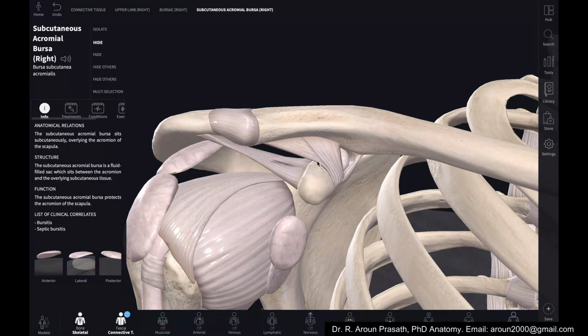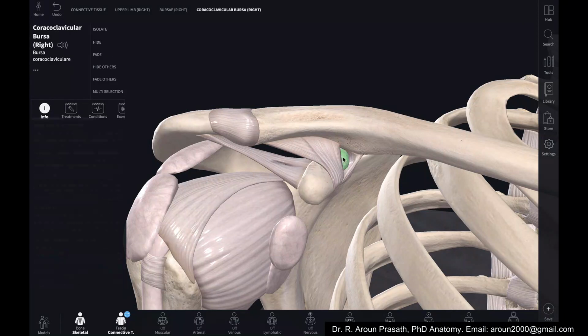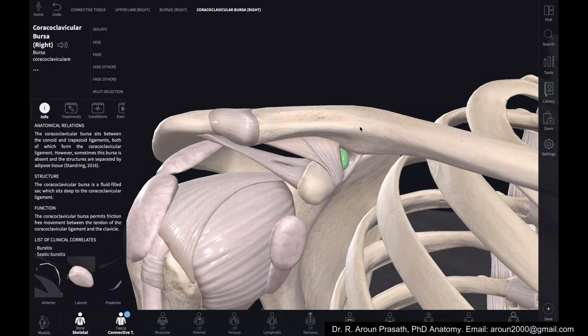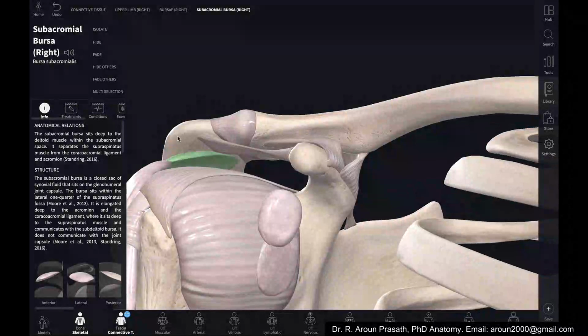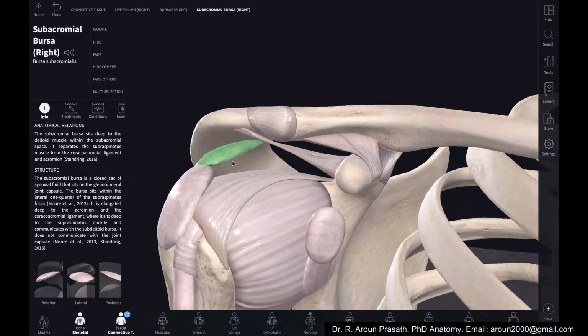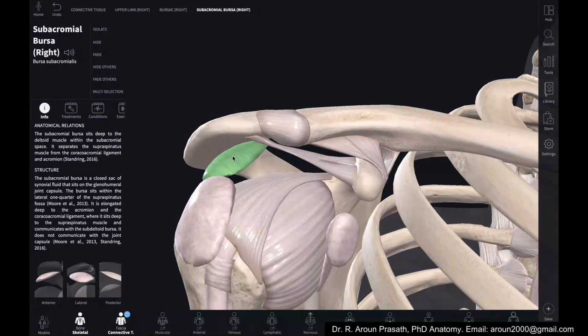One bursa is there, and between the coracoid process and the clavicle, you have the coracoclavicular bursa. Then this is the subacromial bursa. This is said to be the largest bursa in the human body. So there are many cases with subacromial bursa calcifications, which prevent the abduction of the shoulder.